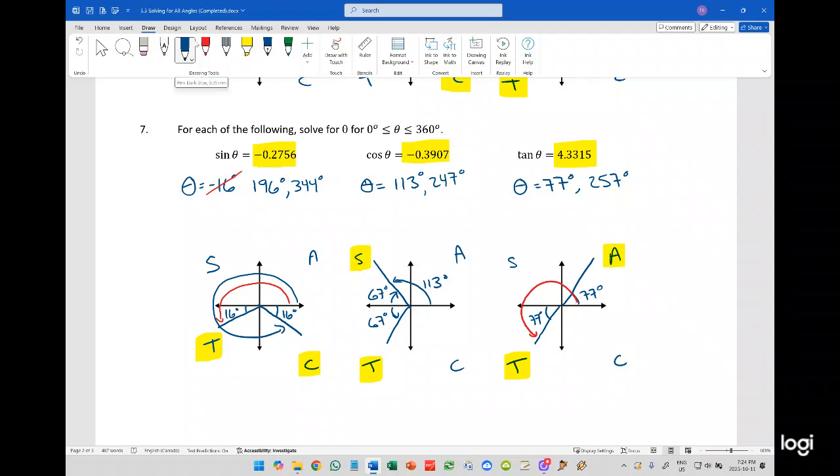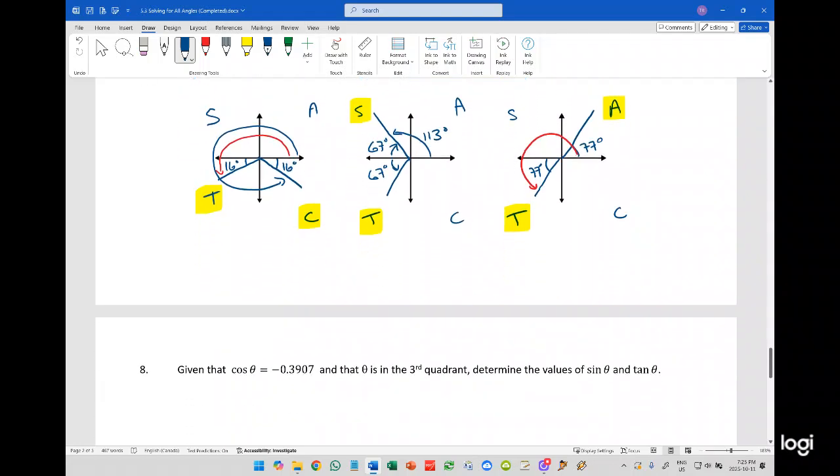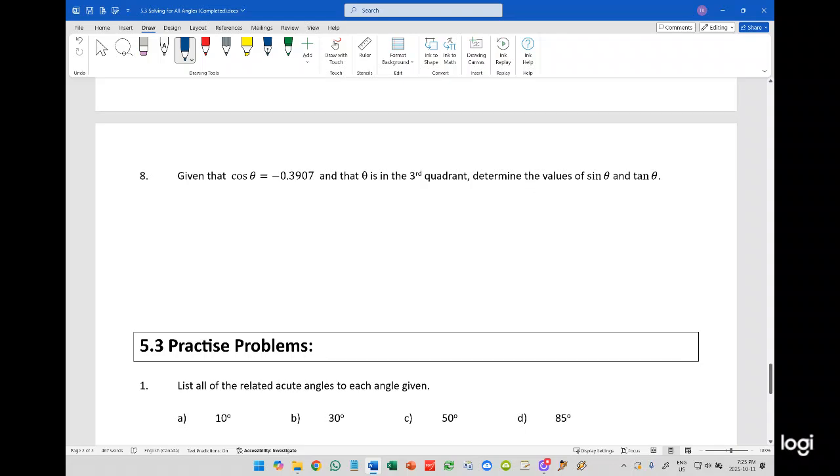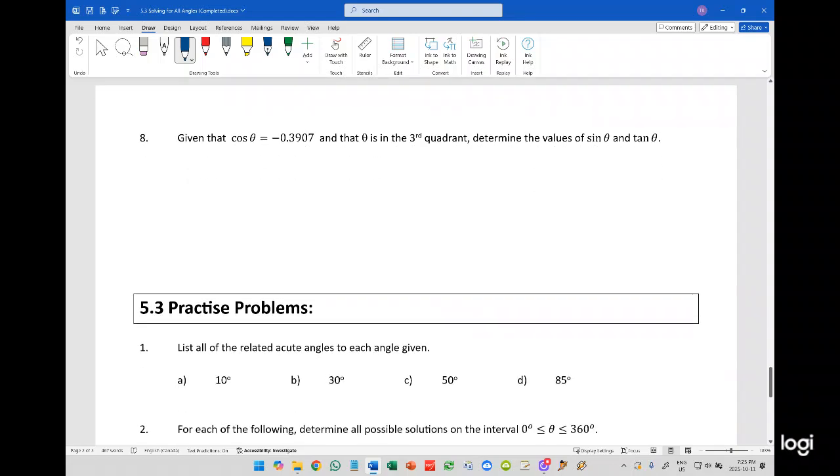Basically, everything we did led to the CAST rule, the idea that some quadrants have positive trig ratios, some have negative, and they let us find out where our answers should lie so we can calculate them using the related acute angles from the bow tie diagram. That was a mouthful. Okay, let's try one more little problem, and then we'll let you try the practice problems to see if you're getting this.